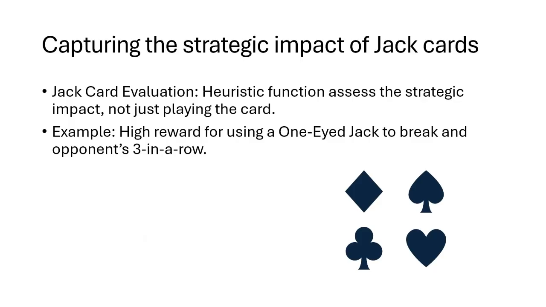Another interesting aspect is the logic for jack cards. The heuristic function doesn't just reward the agent for playing a jack card, it evaluates the strategic impact. Using a one-eyed jack to remove an opponent's chip that breaks up their critical 3 in a row is highly rewarded, far more than removing an isolated chip. This ensures these powerful cards are not wasted. The ongoing challenge lies in the tuning of these heuristic weights.